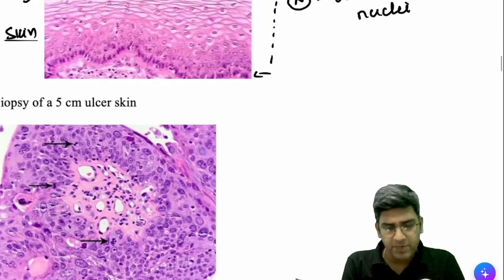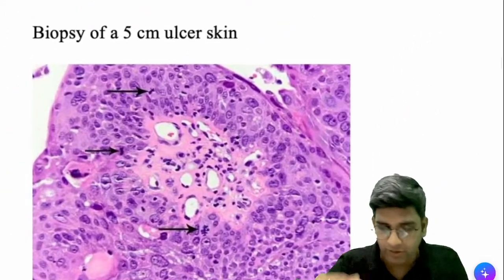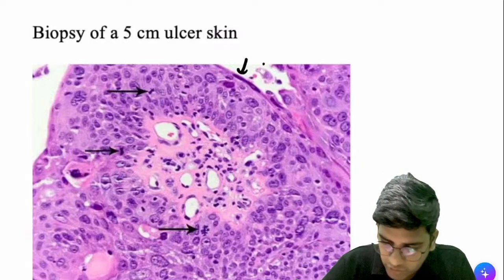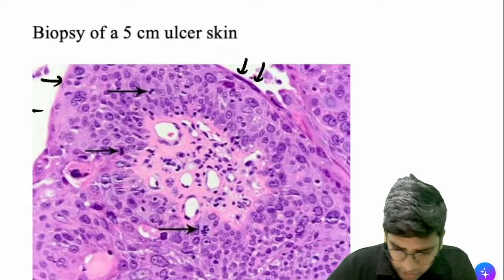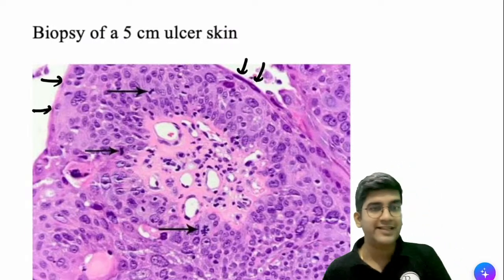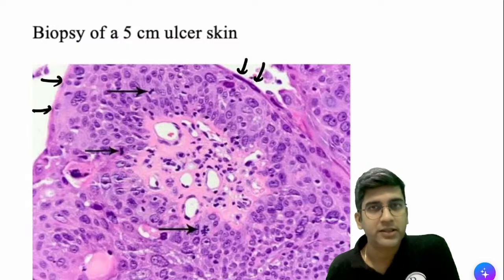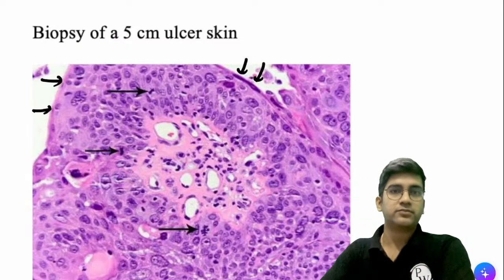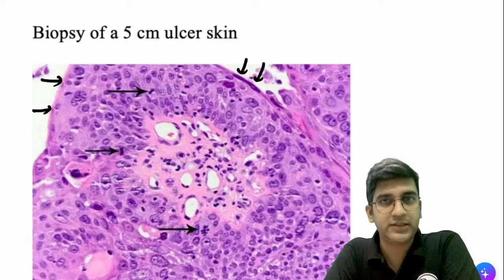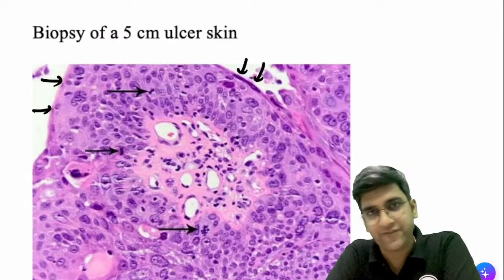This is a biopsy from an ulcer of skin, right? Now just tell me, this is my topmost layer. Do I have nucleus or not? Nucleus is blue color. Yes, no. I want you guys to answer yes or no. Definitely yes. Topmost layer is having nucleus, right?